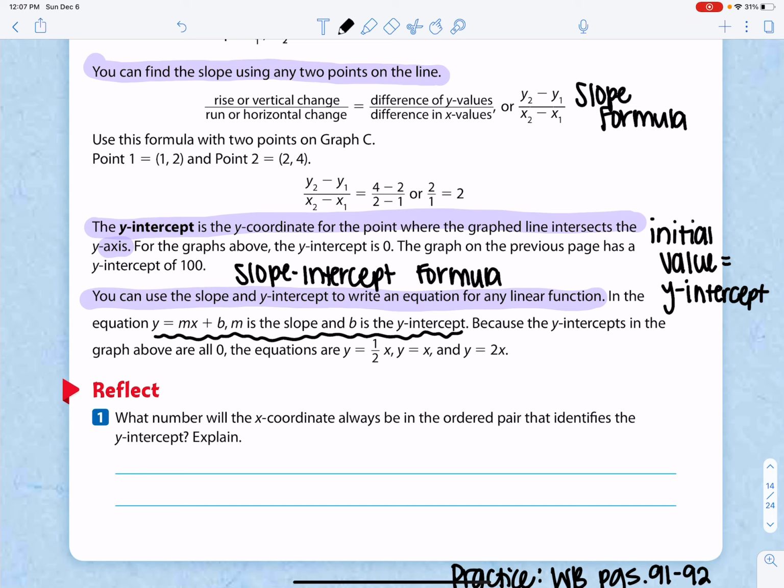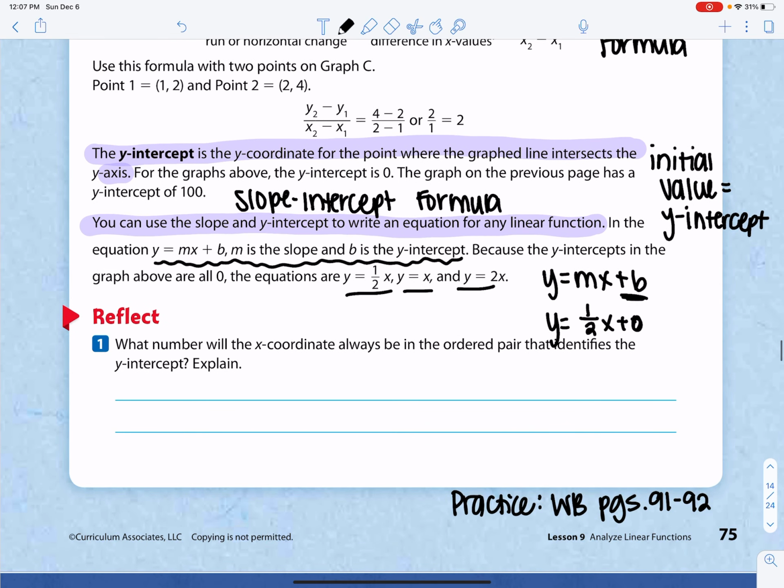Because the y-intercepts in the graph above are all 0, the equations are y equals 1/2 x, y equals x, and y equals 2x. The reason they look like this is because their y-intercepts were 0. So in the form y equals mx plus b, they don't need the plus b, but if we wanted to write it in slope-intercept form, we could have rewritten them as y equals 1/2 x plus 0. But if you're just adding 0, it doesn't change the value, so you don't have to put it that way.